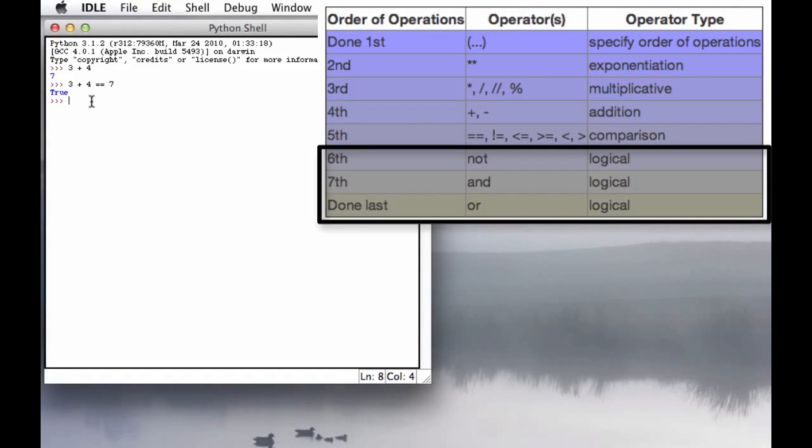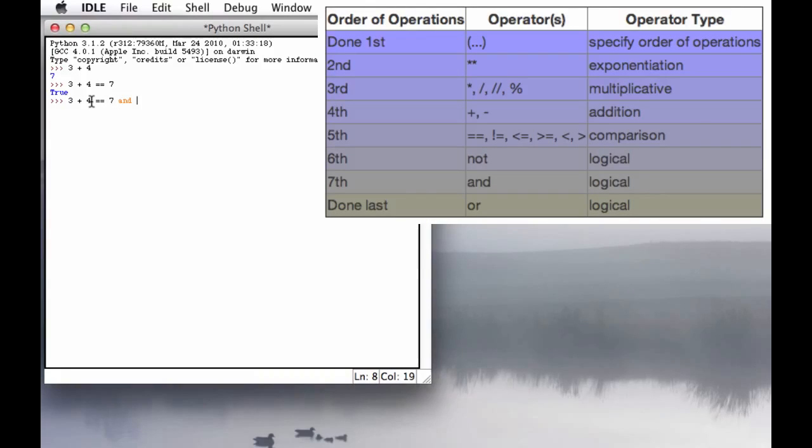In an example of a logical operator, we might say if 3 plus 4 equals 7 and 3 plus 4 is not equal to 8, right? Both of these statements are true, and so the result would be true. If we asked it for something that was not true, we could say, and 3 plus 4 is not equal to 7. This would evaluate down to false, because the first one gets simplified to true, and the second one gets simplified down to false, so we get true and false, which we showed was false before.